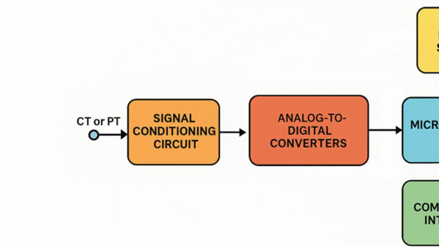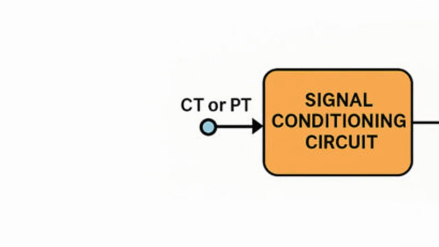The first block is the signal conditioning circuit. This is the stage where the relay receives the AC signals from a CT or a PT. Even the secondary output of CT or PT carries energy, and it cannot be directly fed into delicate electronic circuits. So, the signal conditioning circuit performs three important functions.